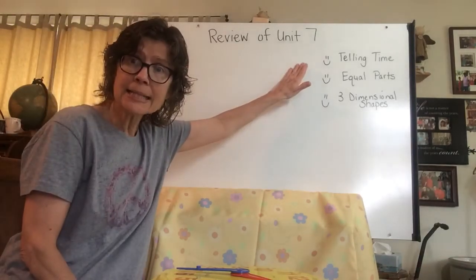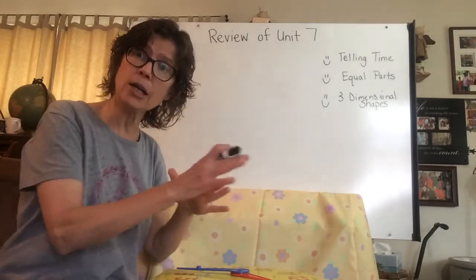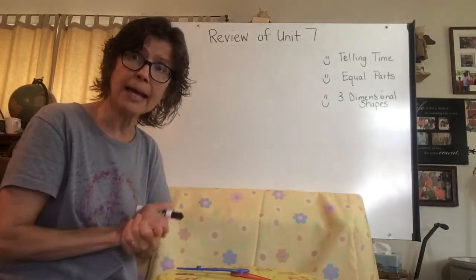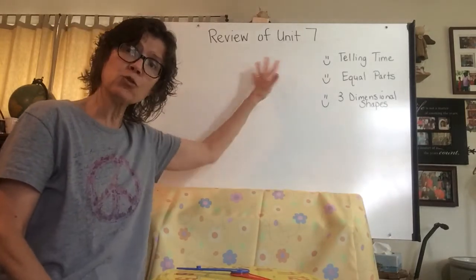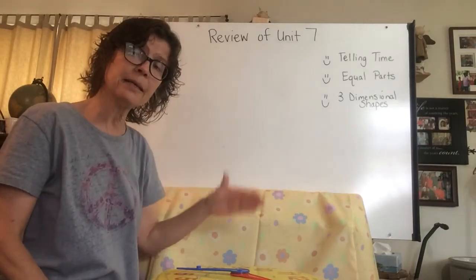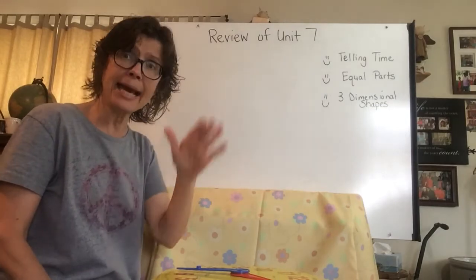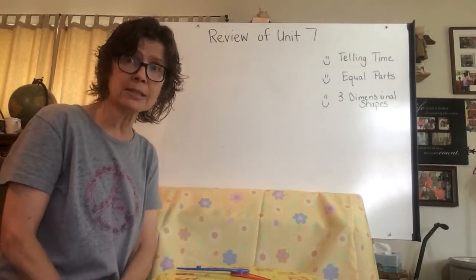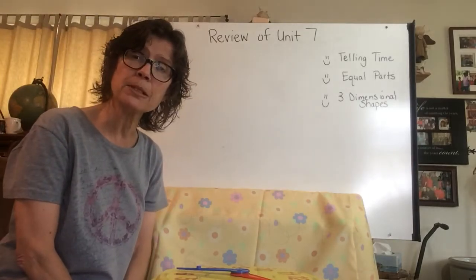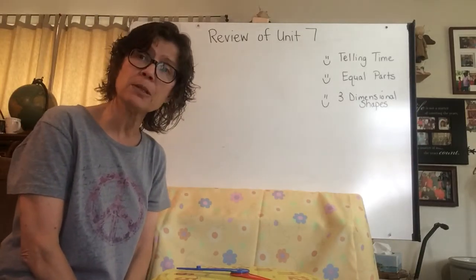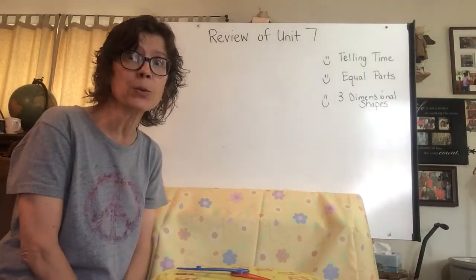We're going to practice telling time. I'm just going to show you the clock and talk about the parts of a clock. We're going to talk about half past the hour. Then equal parts. I'm going to be drawing some shapes and dividing them into equal parts, maybe by half or by quarters, and see if you remember. And then the last one is three-dimensional shapes.